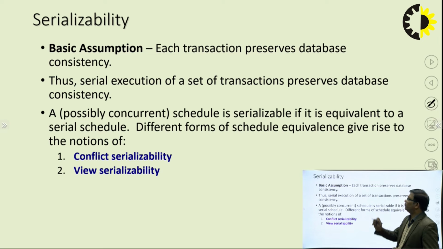So what is serializability? Each transaction preserves database consistency. It means if a serial schedule gives the final values of A and B, and the serializable schedule gives the same final values of A and B, then only we can say this is consistent. There are two types of serializability: conflict serializability and view serializability. We will discuss them one by one.